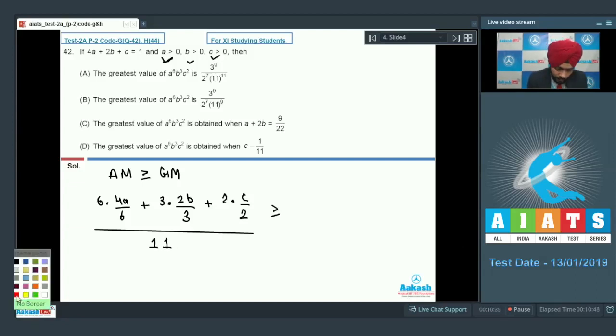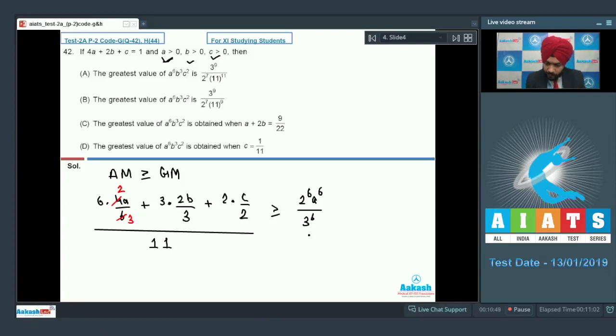Greater than or equal to. So this is basically 2 by 3 only. So I will write the simplest form on the right hand side: 2 power 6 a power 6 upon 3 power 6, that will be the product, multiplied by 2 power 3 b power 3 upon 3 power 3, multiplied by c square upon 2 square, raised to the power 1 upon 11.